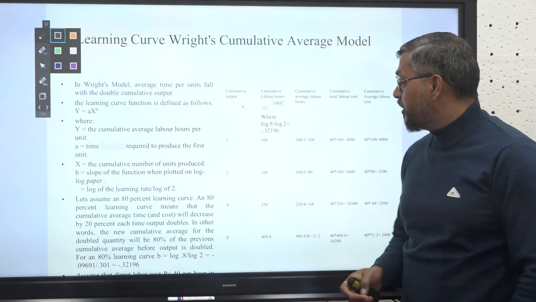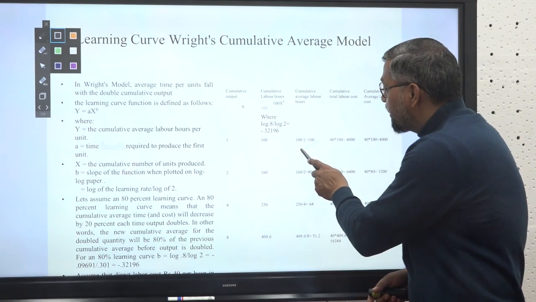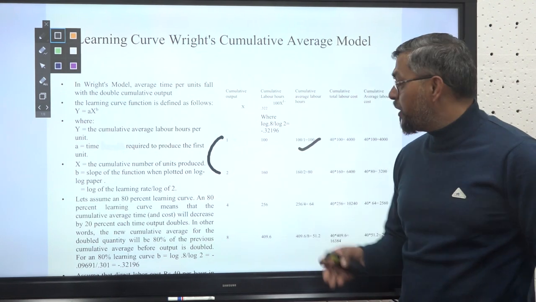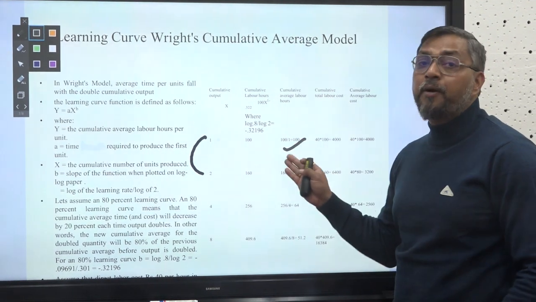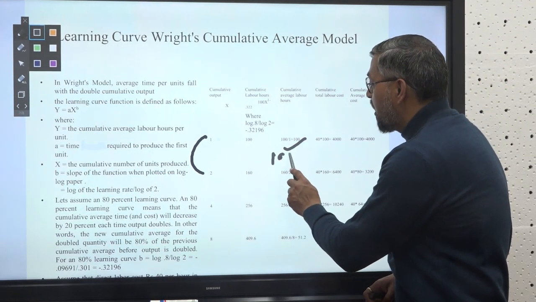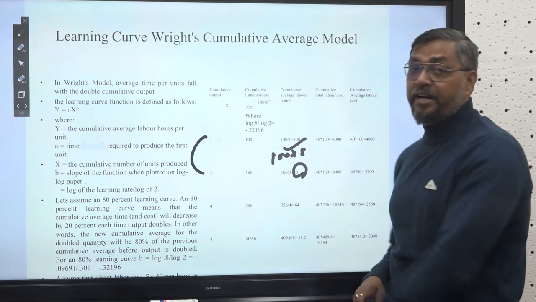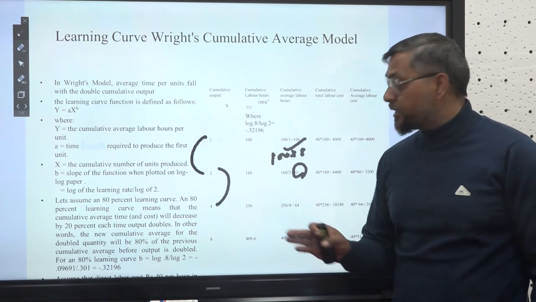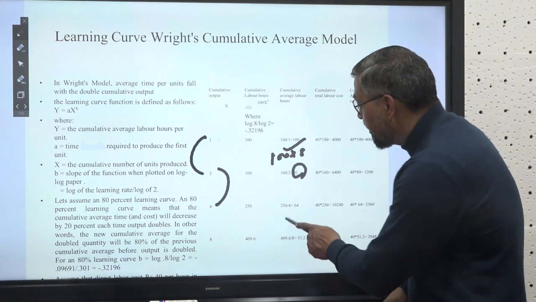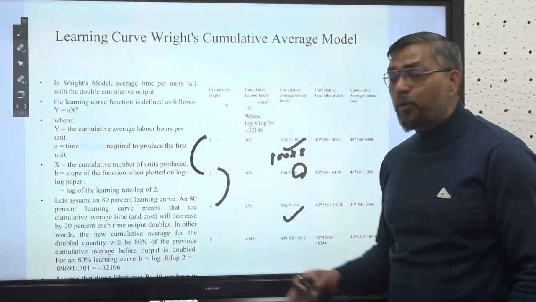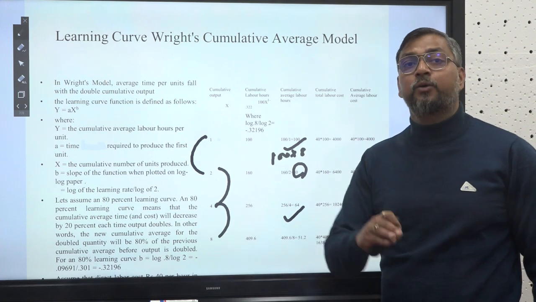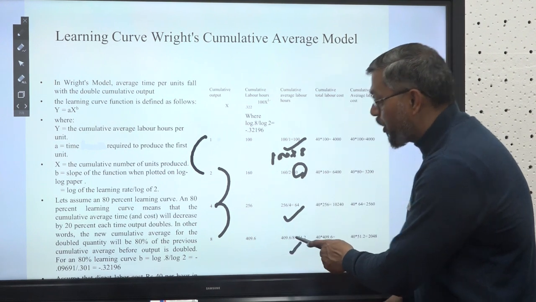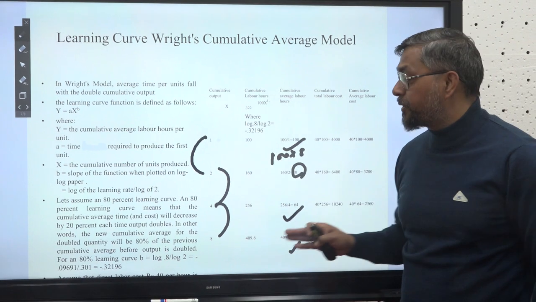In producing one unit, the cumulative labor hours required is 100. As the output doubles from 1 to 2, the cumulative labor hours will become 80% of 100, that is 80. When the output is doubled from 2 to 4, it will be 80% of the time, that is 80% of 80, that is 64. And when the output doubles from 4 to 8, the time that is required again will become 80% of 64, that is 51.2. So this is a numerical representation of it.